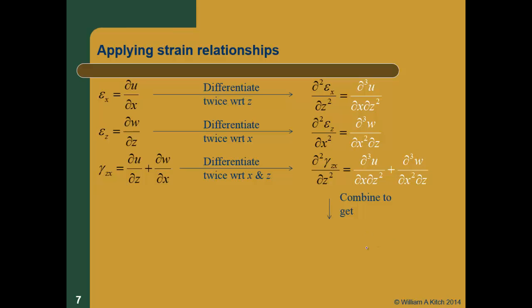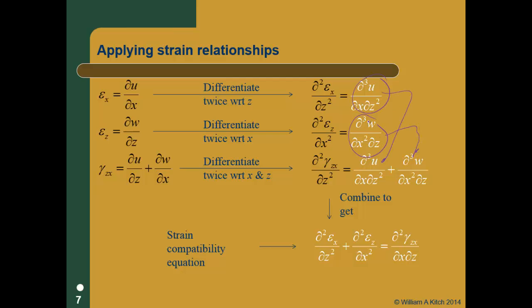Okay, so why would I want to do that? Well, I'm going to put those all together and combine them, and we get this. This is called the strain compatibility equation. Because you notice that this is this, and this is that. So I'm just going to substitute this guy in for this, and this guy in for that, and then I get this equation. Are you following me?